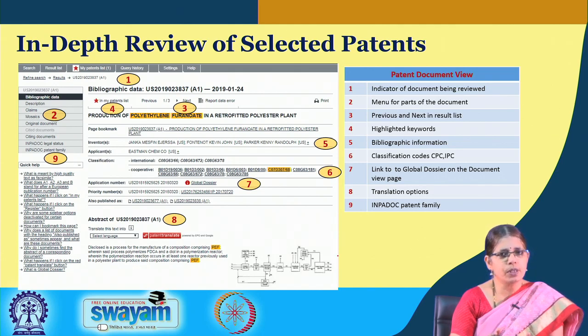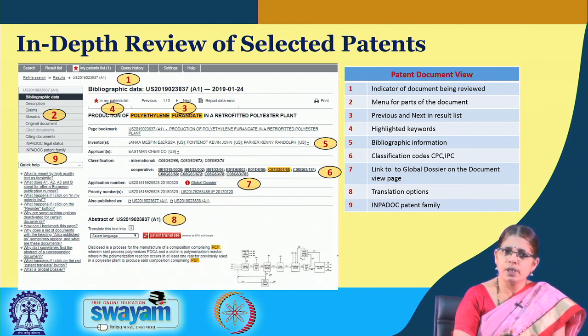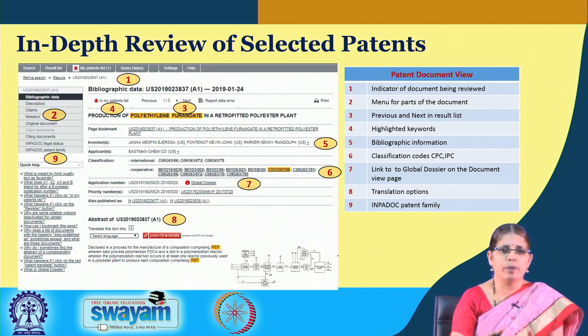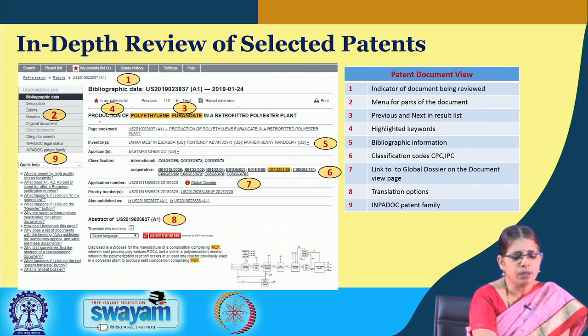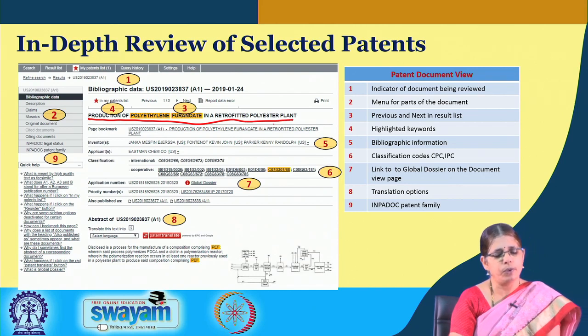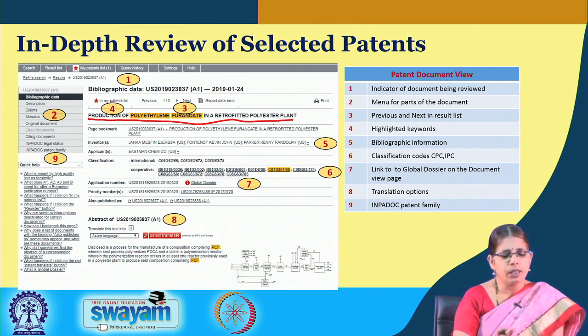Now, what is the information that can be displayed for us in relation to a patent? Today, databases also provide us this very enhanced feature of providing information all at one place. Rather, maximize the information to the user for better benefit. For instance, this is a screenshot of one of the patents, production of polyethylene furanoate in a retrofitted polyester plant. In this particular page, you can see a whole lot of information.